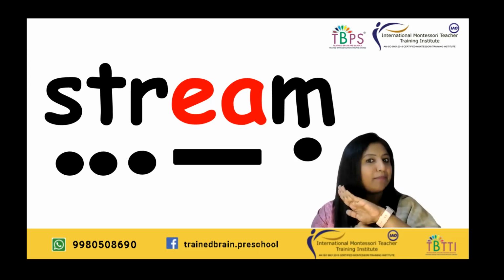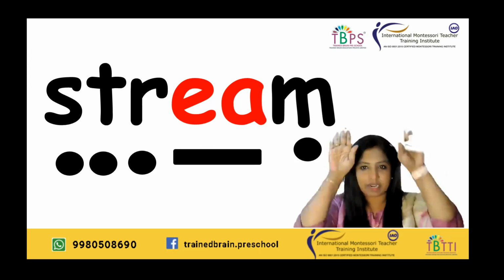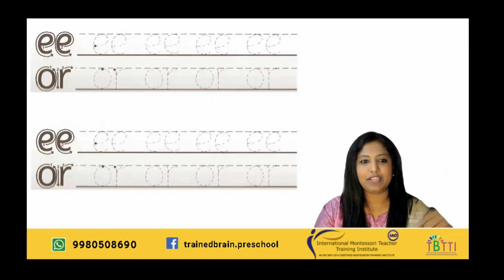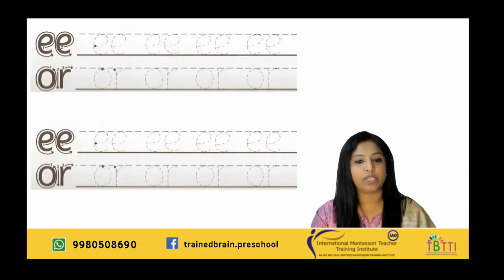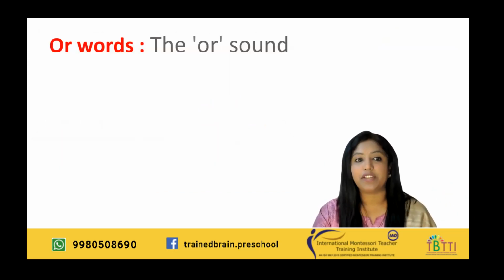But now I'm going individually. So I say E, stream. The more you do, the more you practice. So you practice children to write with EE and OR together. You can also give an activity sheet for them. And now you go to your OR words.